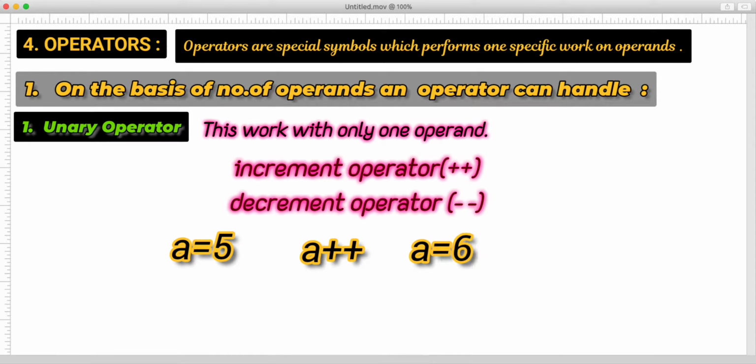Similarly, there is a decrement operator. In the decrement operator, it subtracts 1 from the variable with which it's applied. For example, we applied it with a, so the present value of a is 6. Here we write it as a minus minus. So here minus minus signifies the decrement operator. Now here a will be subtracted by 1. So the current value of a will be 5. So as we have seen, this works with only one variable and no second variable is used here.